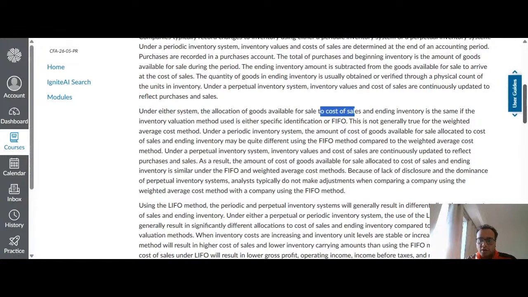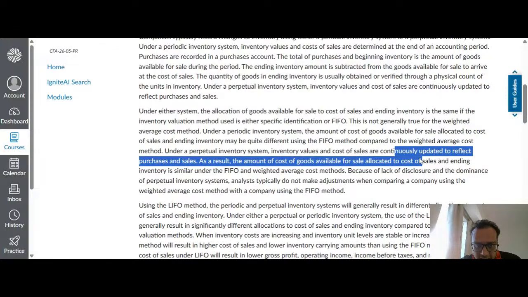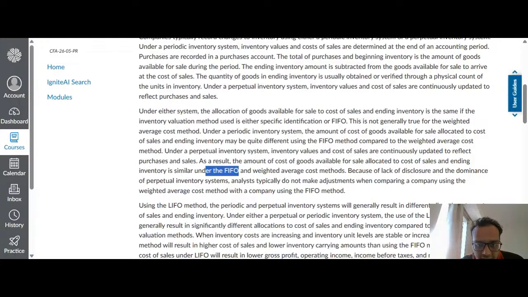Under a periodic inventory system, the amount of cost of goods available for sale allocated to cost of sales may be quite different using the FIFO method compared to the weighted average cost method. Under a perpetual system, the inventory values and the cost of sales are continuously updated to reflect purchase and sale. As a result, the amount of goods available for sale allocated to the cost of sales and ending inventory is similar under FIFO and weighted average cost.